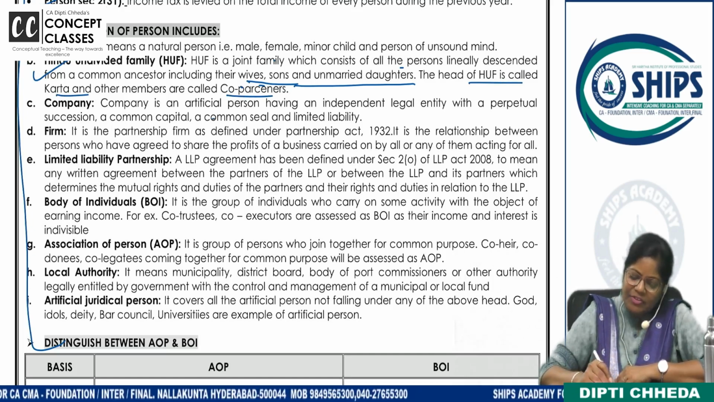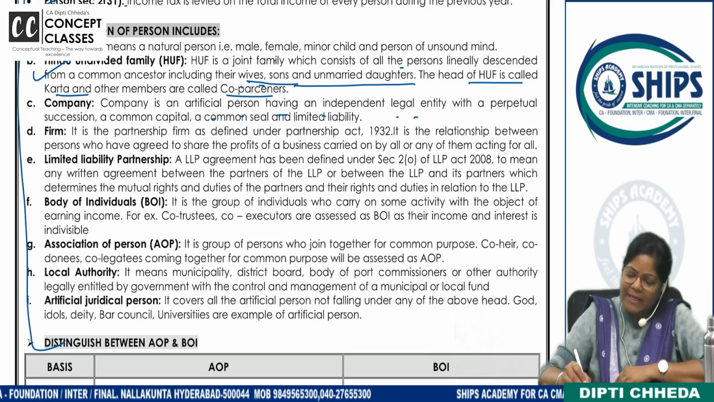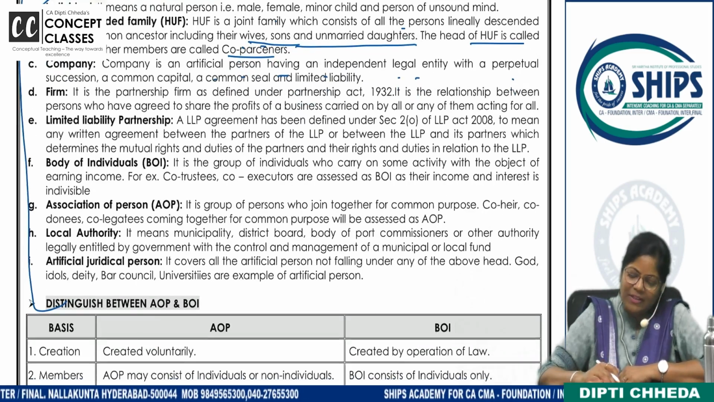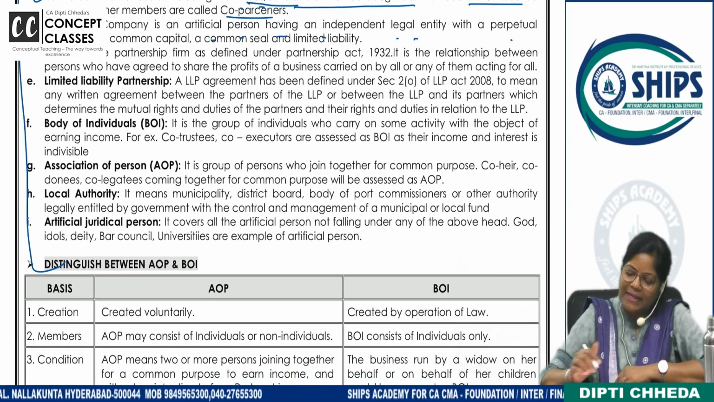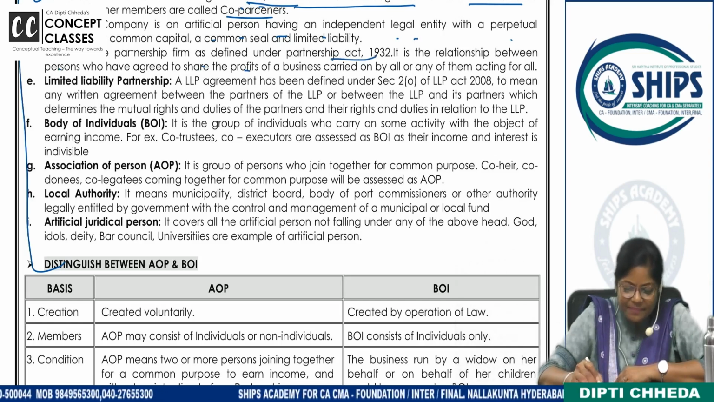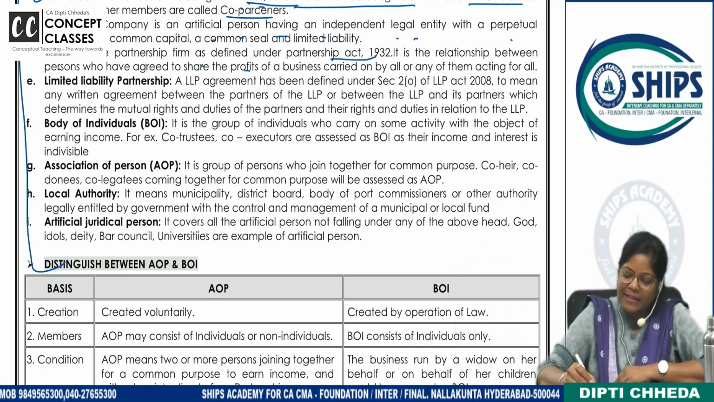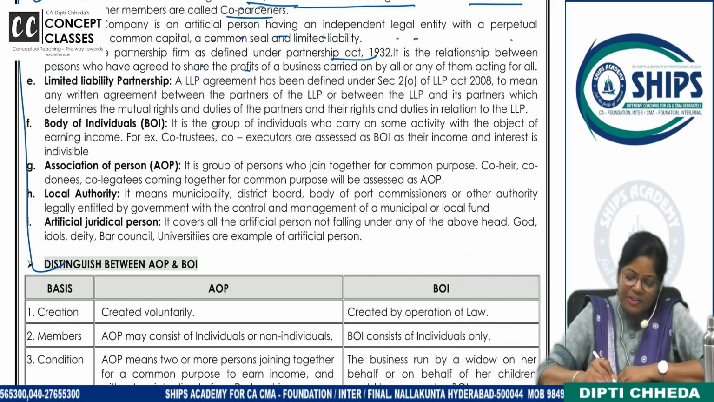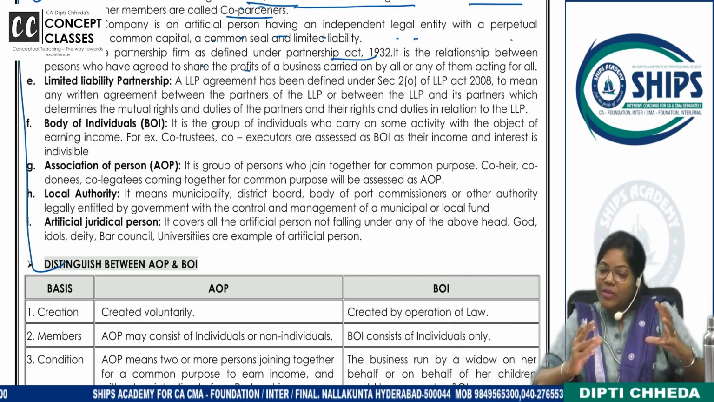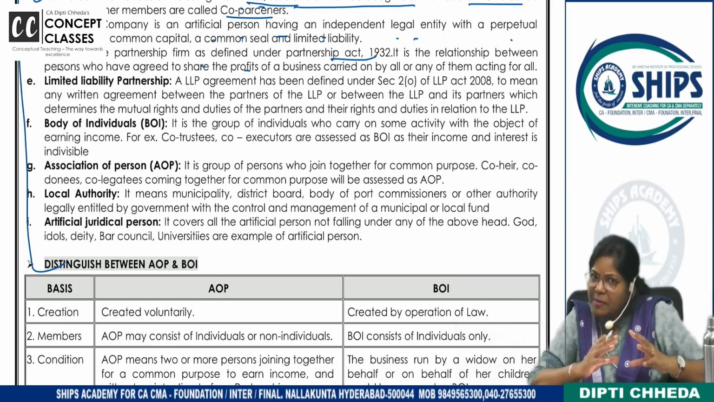Company, it's an artificial juridical person having separate legal entity with a perpetual succession. बस इतना ही लॉ आता है, इससे ज़्यादा नहीं आता है. आप खुद पढ़ लेना, डाउट है तो पूछना. Firm, it is the partnership firm as defined in the Partnership Act. It is the relationship between the person who have agreed to share the profits. So only on firm income, firm will pay the tax.